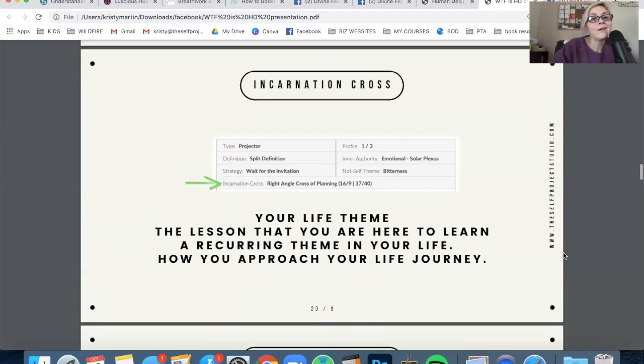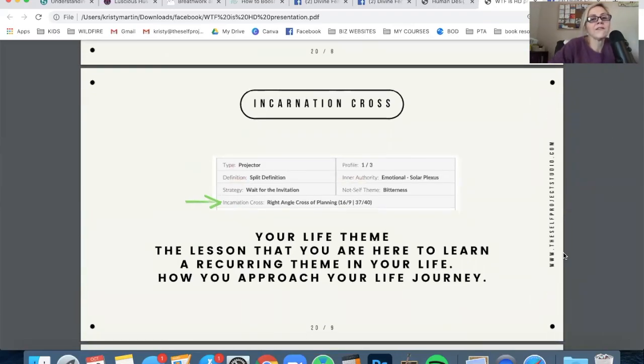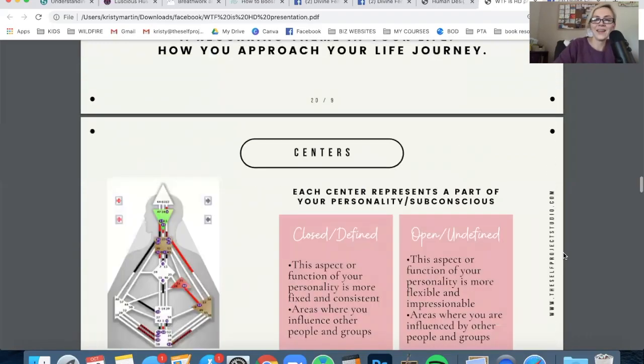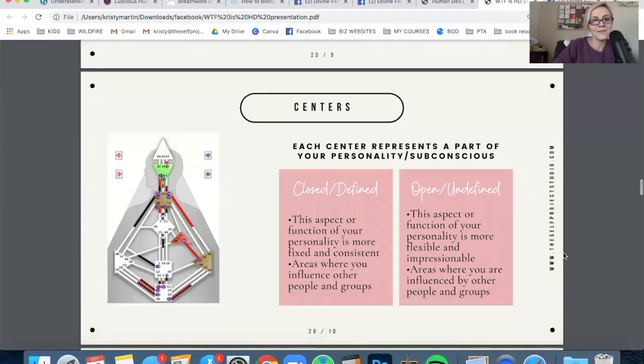Then your Incarnation Cross, all we're going to cover about that right now is that it basically talks more about your life theme, the lesson you're here to learn. It might be a recurring theme that keeps showing up in your life, how you approach your life journey. So that's all about your life lesson, purpose, whatever, that thing. Now we're going to dive into centers.